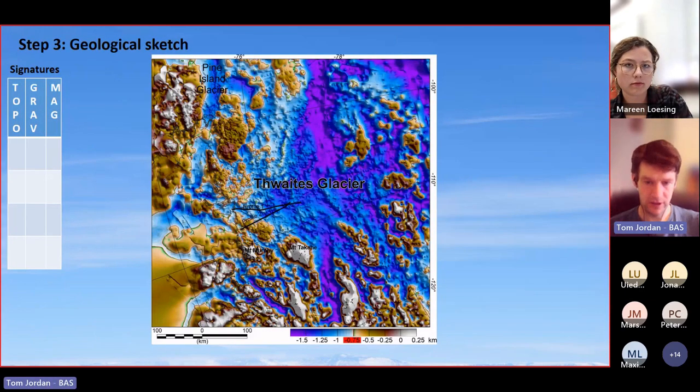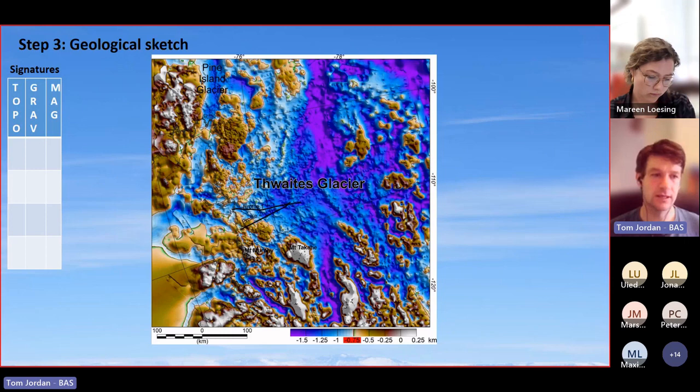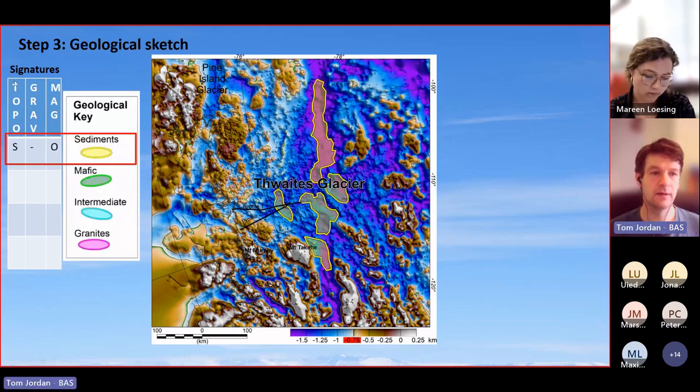So we've looked at our data. We've done some geological modelling that suggests we've got these joint sources close to the grounding line. So how do we actually go about turning this information, these ideas, into a geological sketch? Well, first, we've got these signatures: topography, gravity, and magnetics. And working through each of these sets of signatures, groupings of signatures start to give us an idea of what the geology is. So starting with the very smooth basins, the topography is really, really smooth.